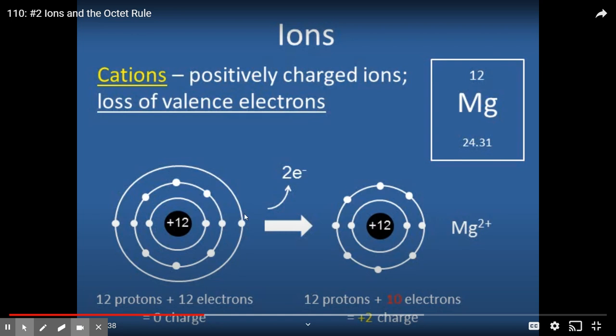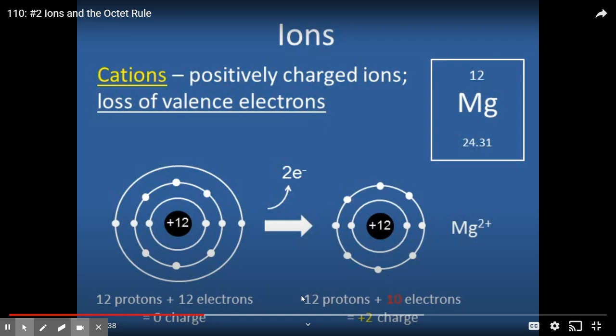Now, what happened here? This magnesium lost 2 electrons. You can see here, there's 2 electrons on the outer energy level. Look at the second energy level and count how many you see. Here's 1, 2, 3, 4, 5, 6, 7, 8. If we get rid of these 2 electrons in the outer energy level orbital, it's going to disappear, and you're going to see what you see on the right. You're going to see 8 electrons in the outer shell.